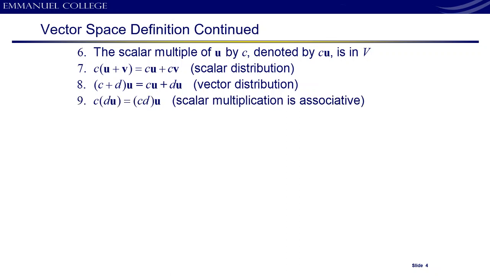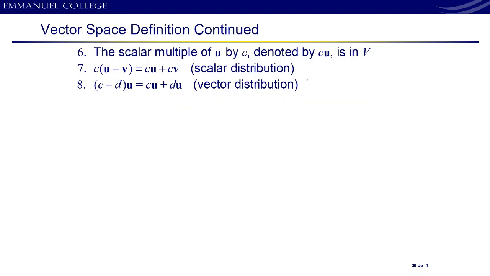so I'll write this over here. So if you had (c plus d) times (u plus v), that would be (c plus d) times u plus (c plus d) times v. So you can distribute them like that, whichever way. And then you could apply scalar distribution if you wanted to these.